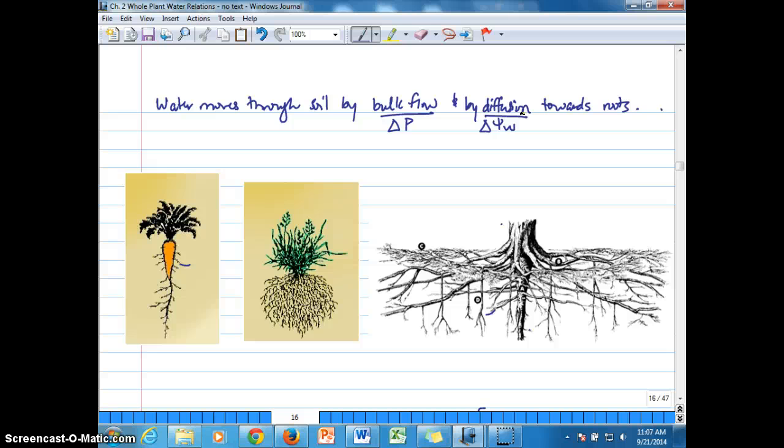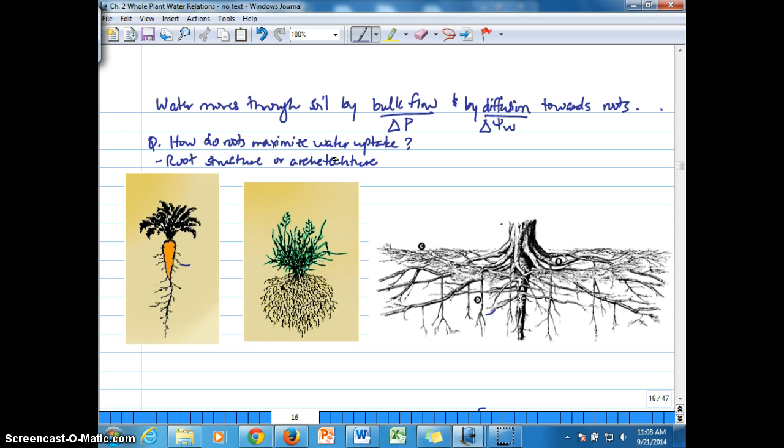Now the question is, how do roots maximize water uptake from the soil? How do roots maximize water uptake? And there are a variety of ways here. We're looking here first at root structure or architecture.